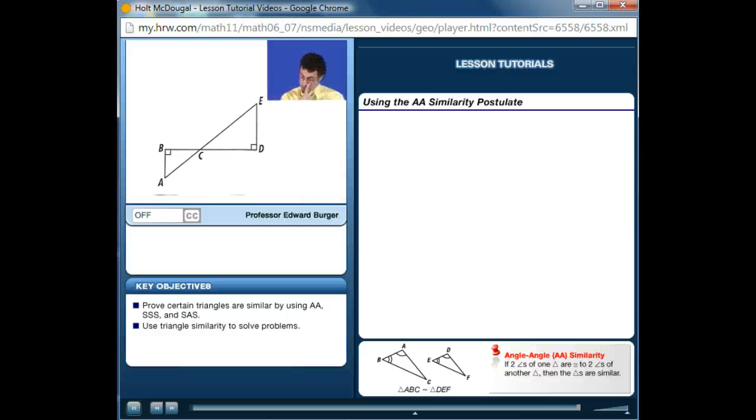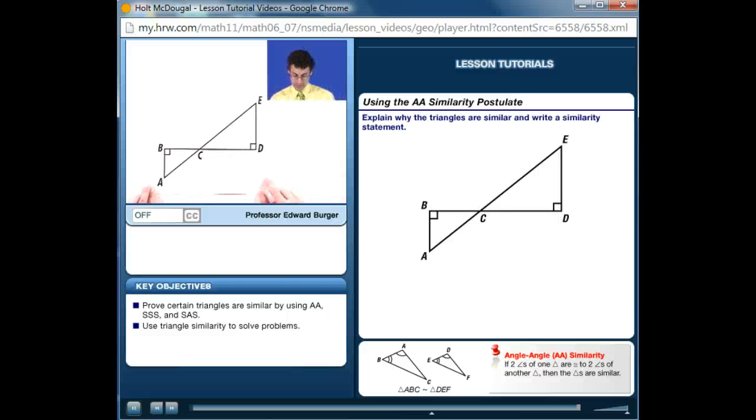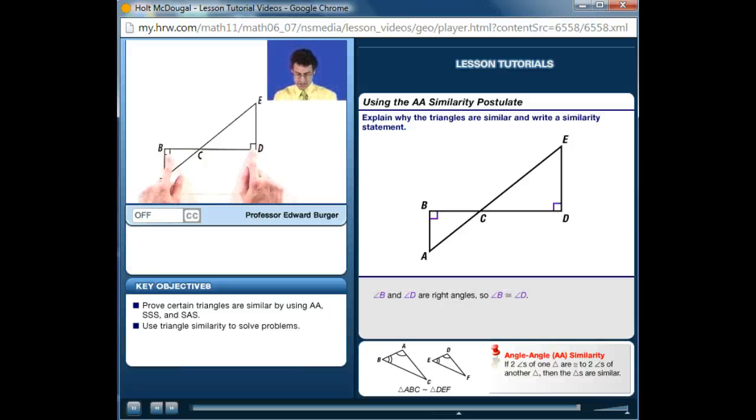So we're given this picture of these two triangles, and I want us to see if we can show the two triangles are similar. Let's take a look. Well, I see that angle B and angle D are right angles. So of course we know all right angles are congruent. So these two things are congruent. That's great. Any other angles that we know for sure have to be equal? Well, the answer is yes, in fact.